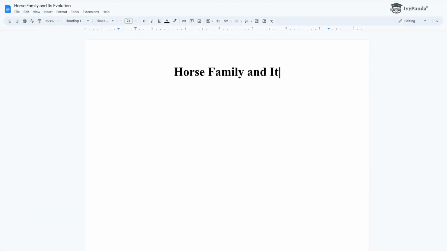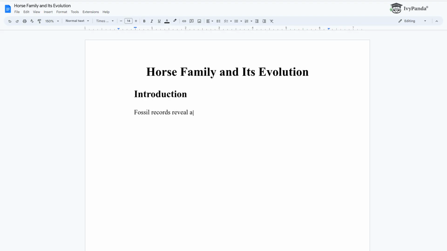Horse family and its evolution. Introduction. Fossil records reveal a wide study of the evolution of the horse.